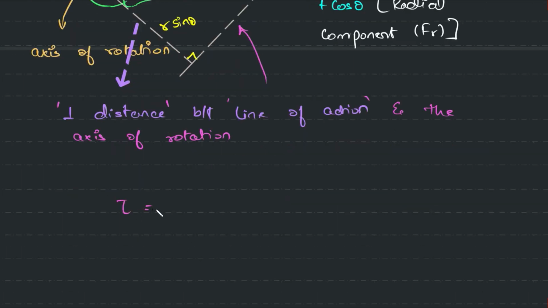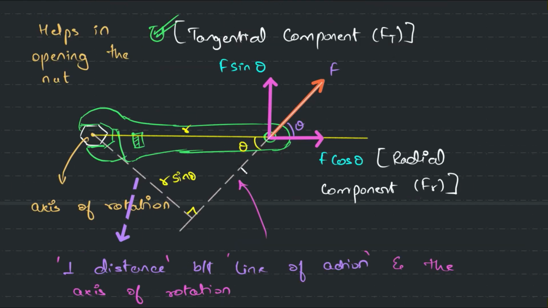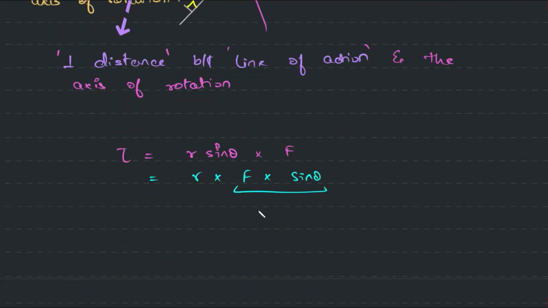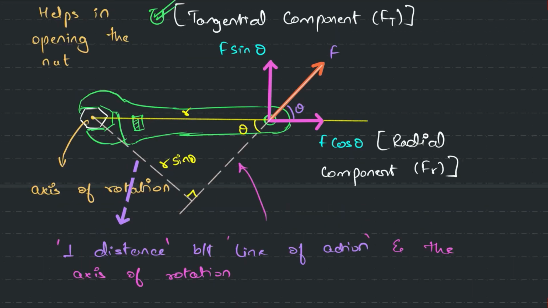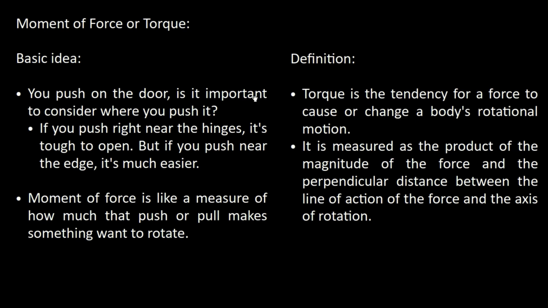Torque is represented with tau. So if I multiply F with R sine theta, you need to practice this, I can rearrange this as R into F into sine theta. And sine theta is the one which is contributing to the rotation. That's your tangential component. In the end, you will get back that formula. So where was I? We're looking into the concept of torque.